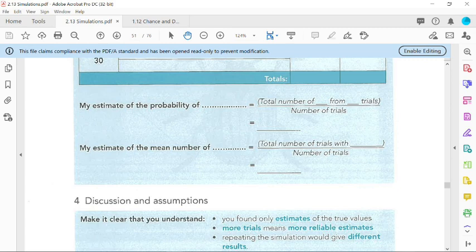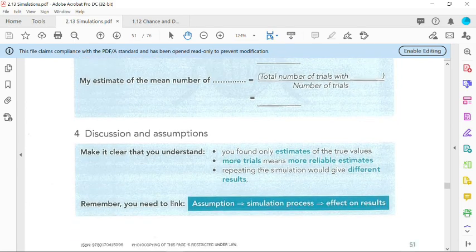My estimate of the probability, now when we were doing these in the last thing, they put the mean first and the probability second. It doesn't matter which one comes first or which one comes second. But the estimate of the probability is the total number from blank trials over the number of trials. We did that yesterday. And then finally the estimate of the mean, total number of trials, divided by the number of trials. These bottom numbers are never different. And you will always then take that fraction and let your calculator turn it into a decimal for you. Right? We prefer 4 decimal places if you have to.